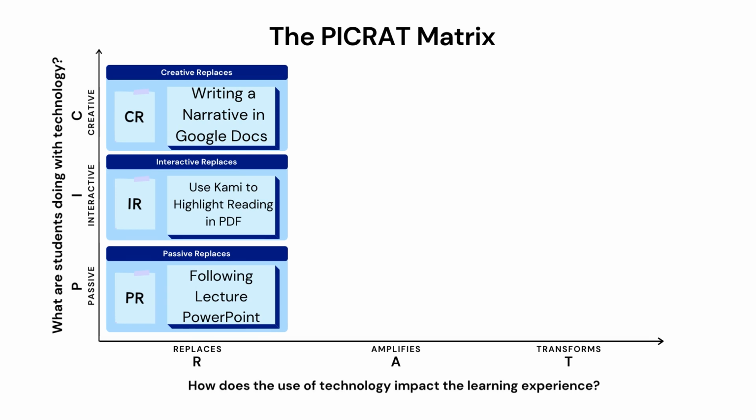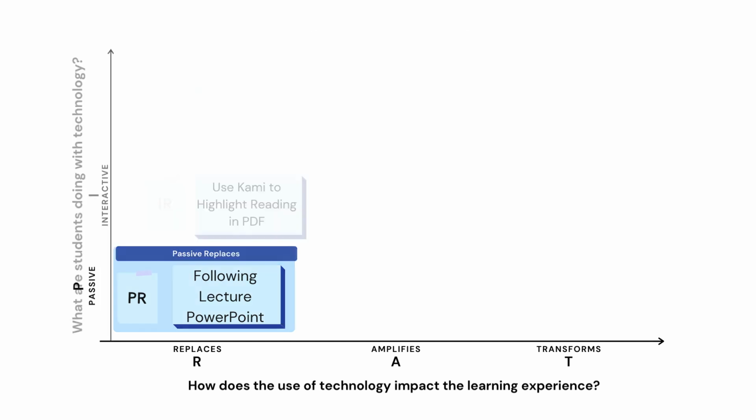Again, that first column represents replacement. How are we replacing a prior method of teaching with technology? And then how are those students using the replacement? Some ideas here that will be explained a bit deeper later on are PowerPoints, highlighting PDF, and writing into a computer-based software.